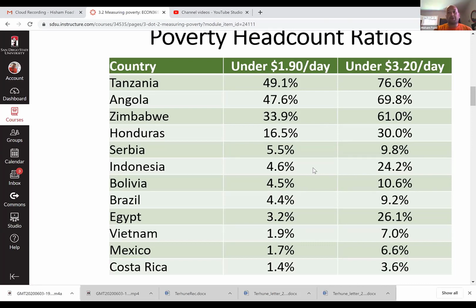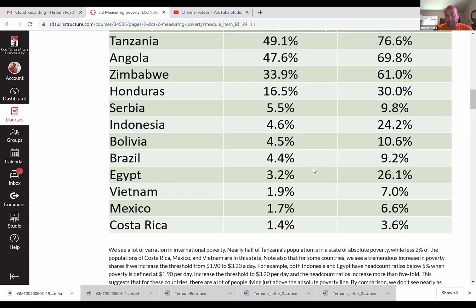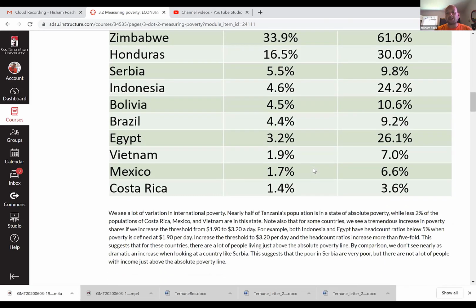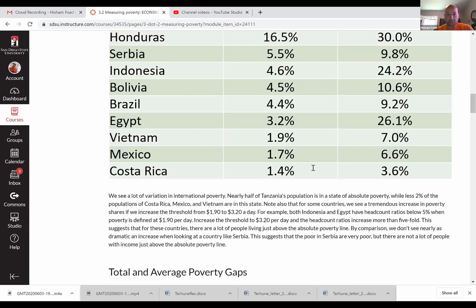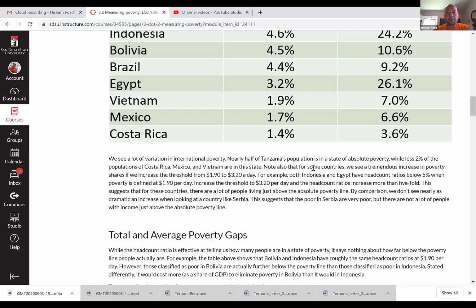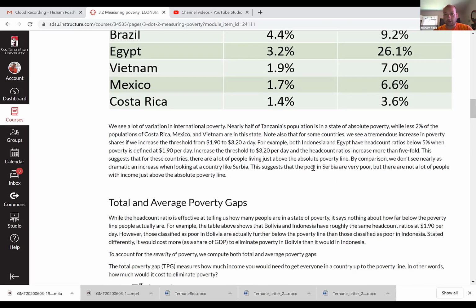A problem with the headcount ratio, though, is it doesn't really tell us how bad poverty is, right? It tells us how many people are in poverty, but it doesn't mention how far below the poverty line people actually are, or how much it would cost us to reduce poverty in a country.